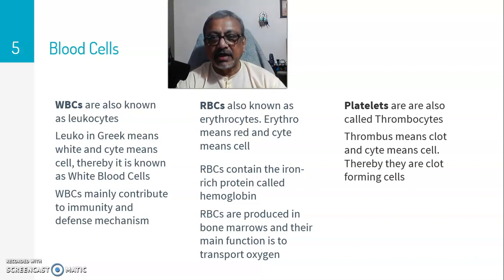Platelets are also called thrombocytes. Thrombus means clot and cyte means cells. So thereby they are the clot forming cells of the blood. They are produced in the bone marrow.